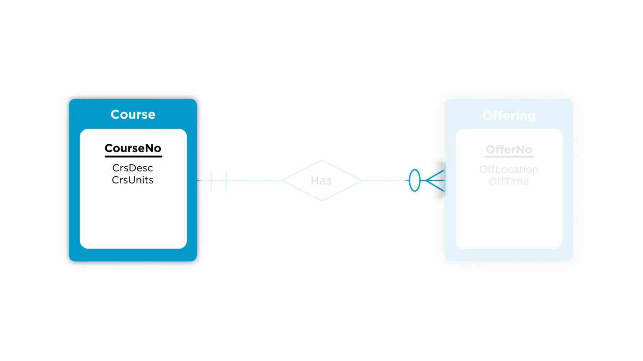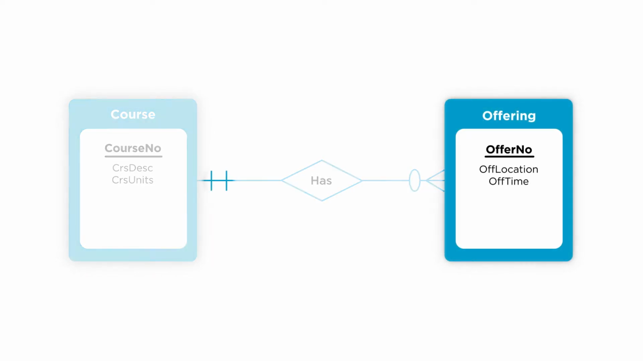So, to say that the course has 0 to many offerings, the symbol for 0 to many is attached to the offering entity, not to the course entity. And vice versa, the fact that the offering has at least one and at most one course is represented by the appropriate symbol, which touches the course entity. This is a very, very common source of confusion, so pay attention to that part.